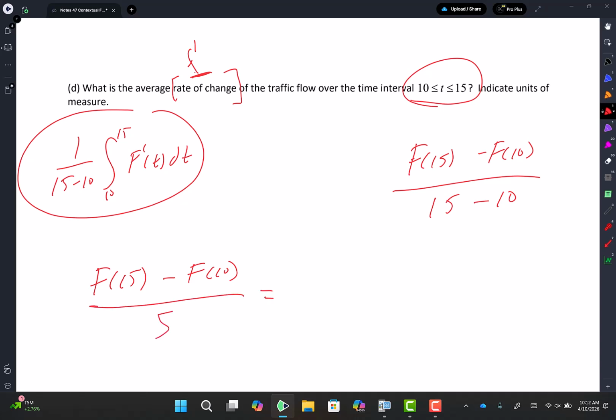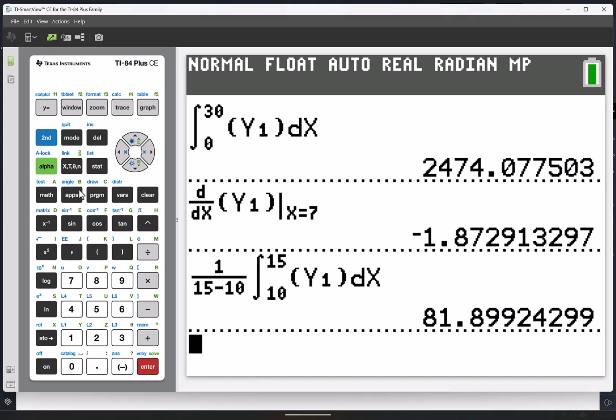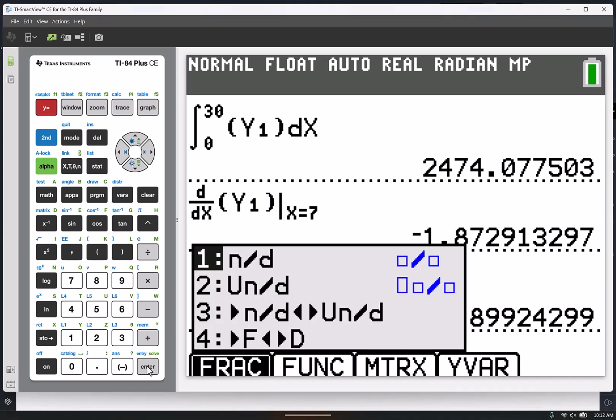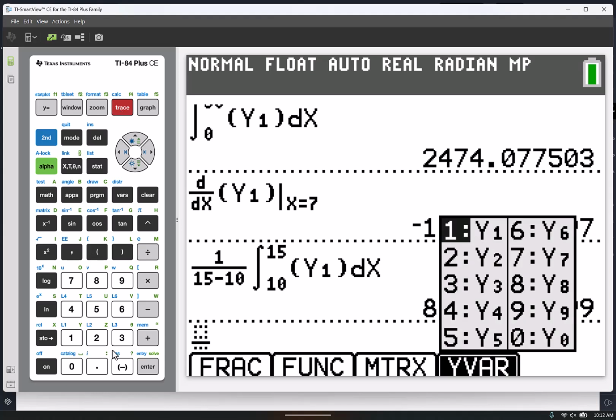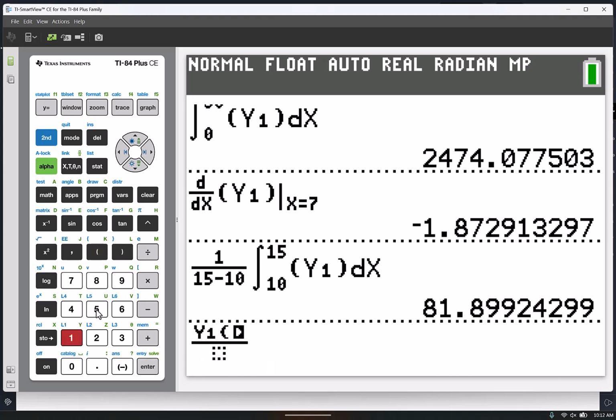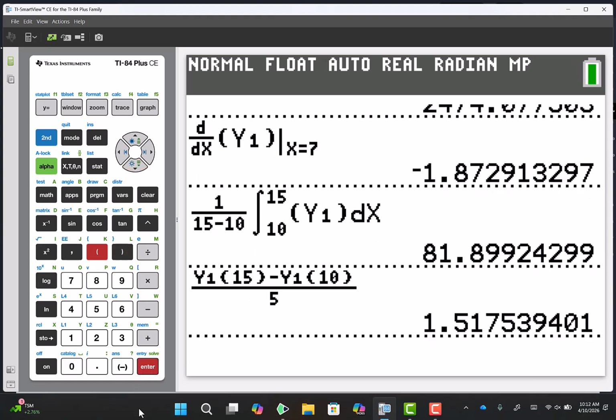I take my calculator. This is called a setup. I'm going to push a little fraction feature. And I'm going to go alpha trace open, y1, 15. Well, I have f in y1, right? Minus alpha trace y1 again. What was it? Was it 10? And then close that. And then I'm going to divide by 5. Bam. 1.517539.